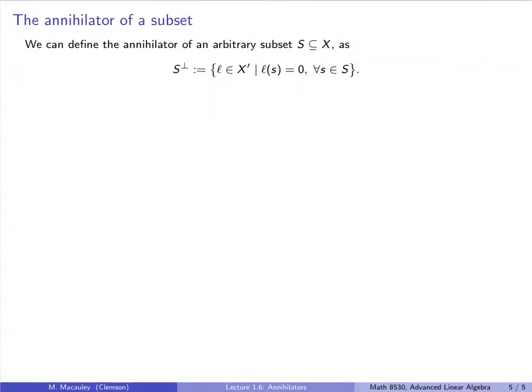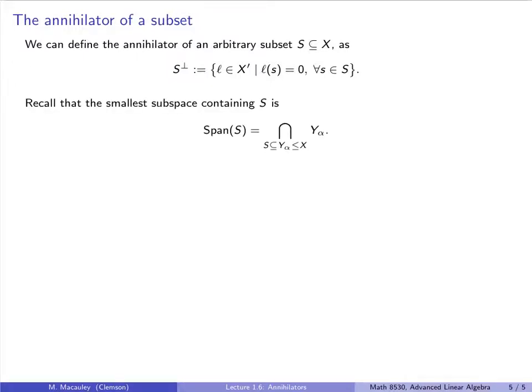Our definition of the annihilator was for a subspace, but we can similarly define the annihilator of an arbitrary subset S of X in the same way. So S perp is just the set of linear functions in the dual such that L of S equals 0 for everything in S.